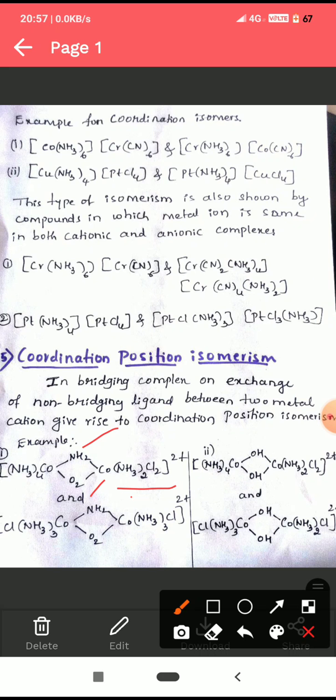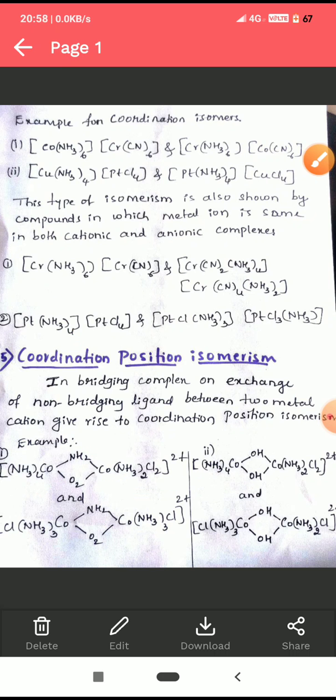In coordination position isomerism there is an exchange of the non-bridging ligands between two metal cations. There are two metal cations, here one cobalt and here one cobalt. They are bonded to non-bridging ligands ammonia and chloride. When these ligands are exchanged, then the type of isomerism is called coordination position isomerism. What is coordination position isomerism? This is observed in a bridging complex where we exchange the non-bridging ligand between two metal cations.